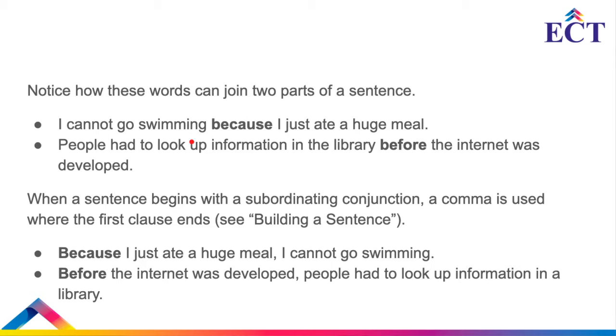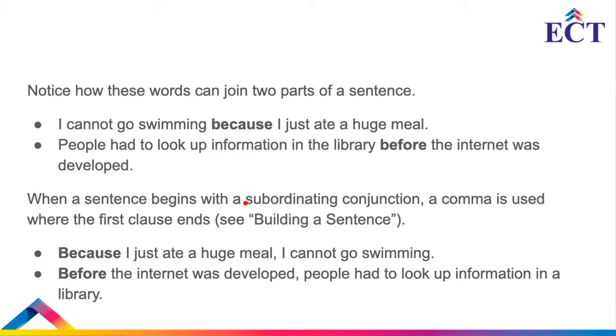All right. Now notice how these words can join two parts of a sentence. I cannot go swimming because I just ate a huge meal. Or, people had to look up information in the library before the internet was developed. When we look at these two sentences, because here is a subordinating conjunction. Because I just ate a huge meal is dependent on the other part. We will study this in the next few slides.